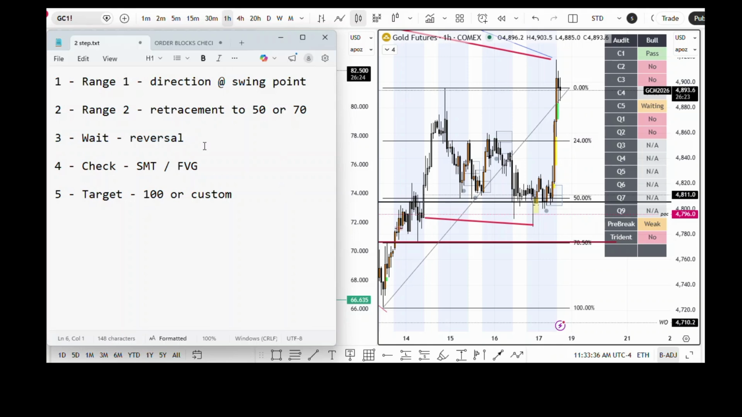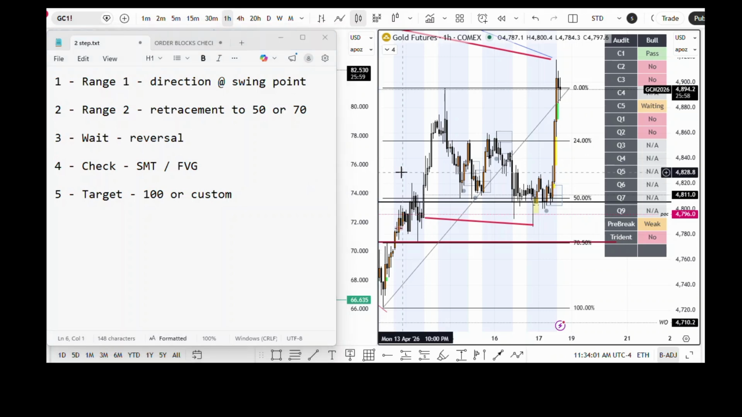First, I find the range, which is your A to B leg. Then the second step is just look for the retracement. I'm going to stop here because I have other videos that go in depth into this, but the invalidation rule lives in this particular step. I'll use an example.